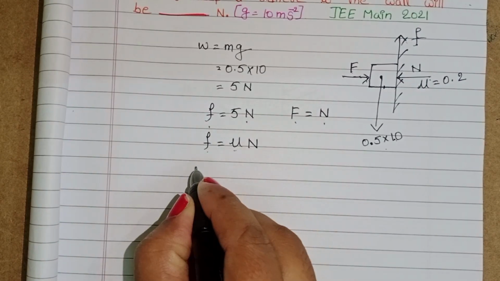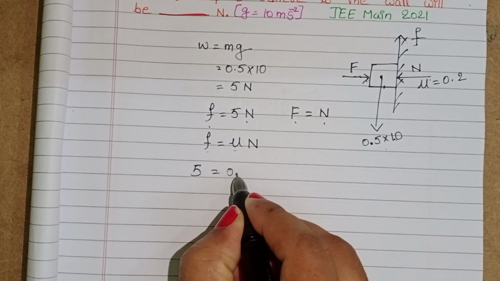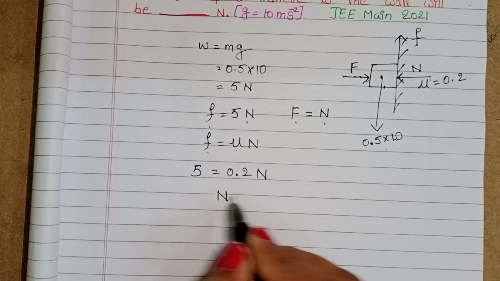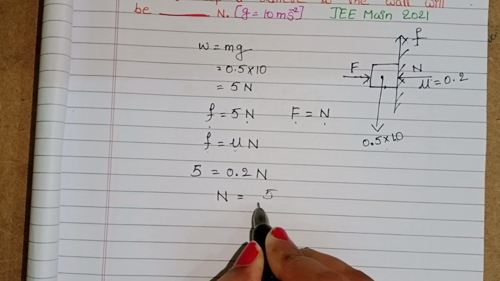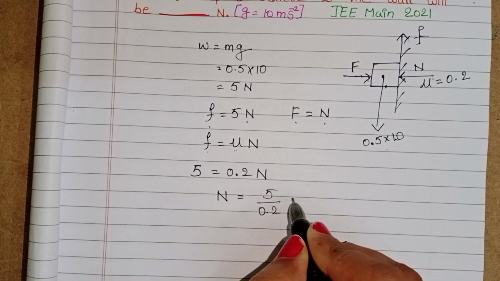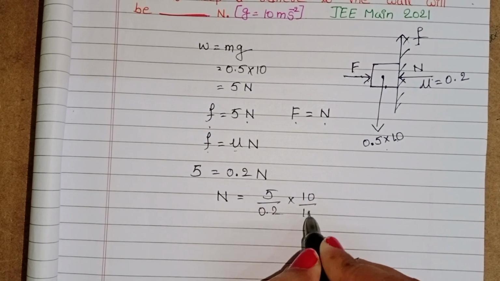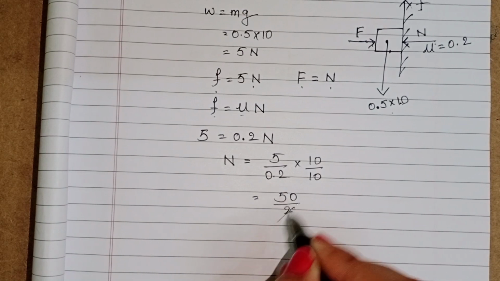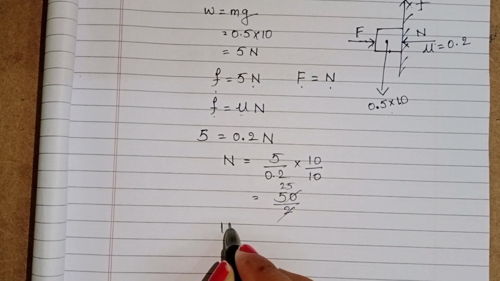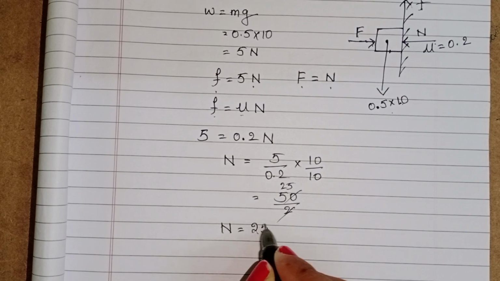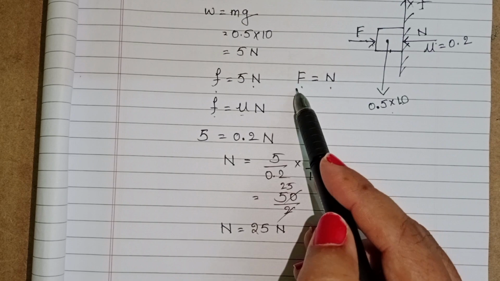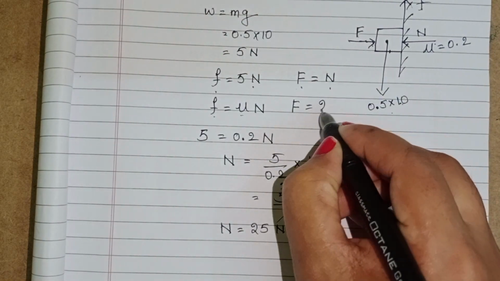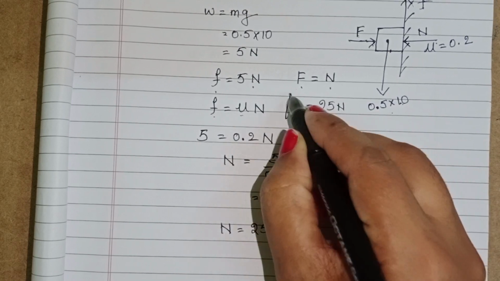Here we know frictional force is 5 Newton. Coefficient of friction is 0.2 into normal reaction. From this, normal reaction is equal to 5 by 0.2. For simplification, multiply and divide with 10. 50 by 2, 2 twenty-fives. So normal force is equal to 25 Newton. Here we know applied force is equal to normal reaction. So applied force is 25 Newtons.